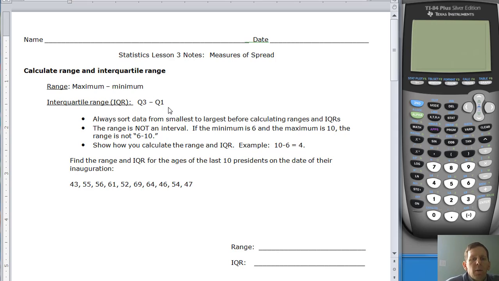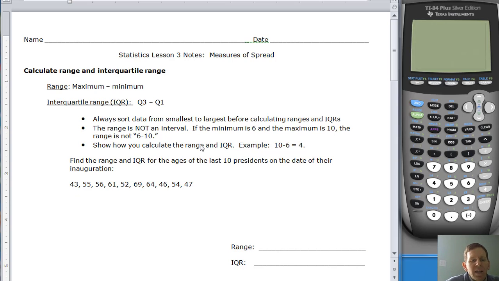First of all, if you have a list of numbers, you always want to sort the numbers from smallest to largest before making these calculations. Otherwise, for example, in this list down here, if you were thinking the maximum is the last number and the minimum is the first number, you would do 47 minus 43, which is 4, and that's not the range here.